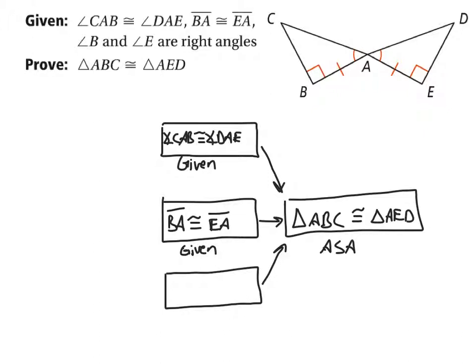And you would like to say that angle B is congruent to angle E, except that's not what they gave you. They gave you that angle B and angle E are right angles. That does not go in those spots. No. The only thing that goes in those three spots are congruent angles or congruent sides. Midpoints, bisectors, the fact angles are right angles, none of that stuff goes in those three spots.